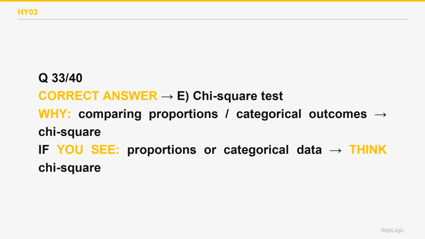A two-sample t-test compares means of a continuous variable between two groups, not proportions of a categorical outcome. Choice D, wrong. ANOVA also compares means across 3 or more groups and likewise does not fit categorical data. Choice B, wrong. Comparing proportions between groups uses the chi-square test.